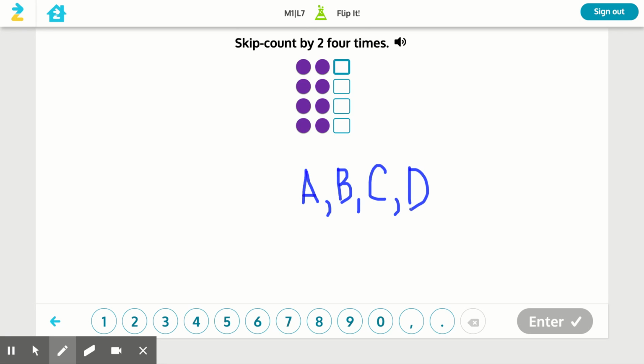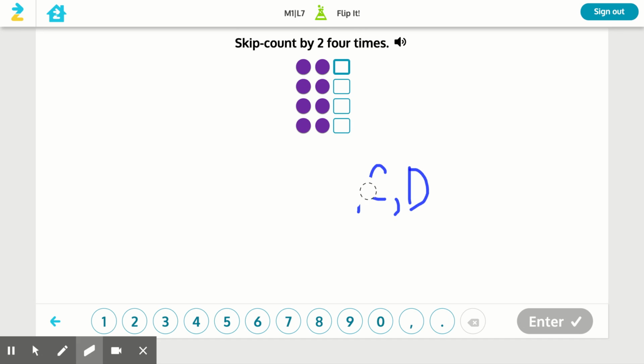So again, you are skip counting by 2 4 times. So you're not writing these letters, you're writing the numbers that you would get if you skip count by 2, and you are separating them each by a comma.